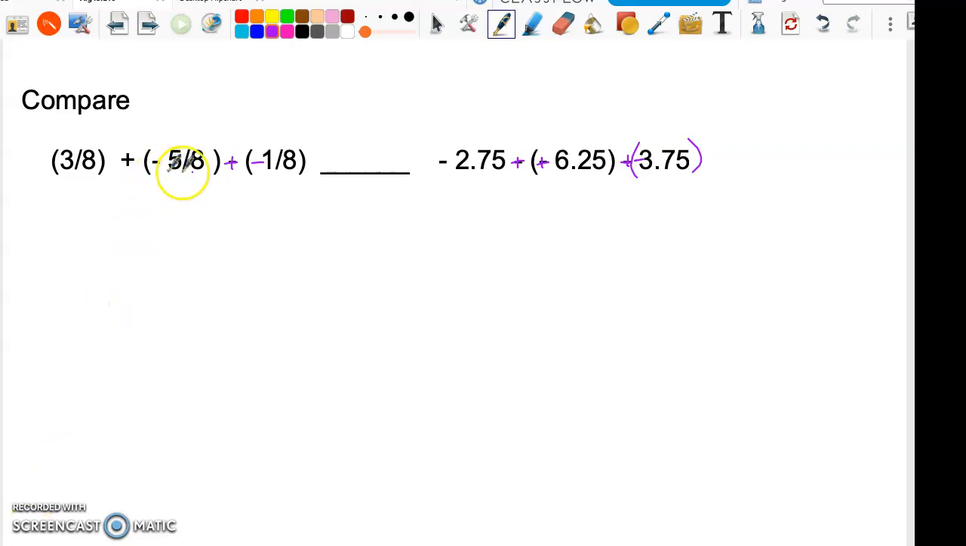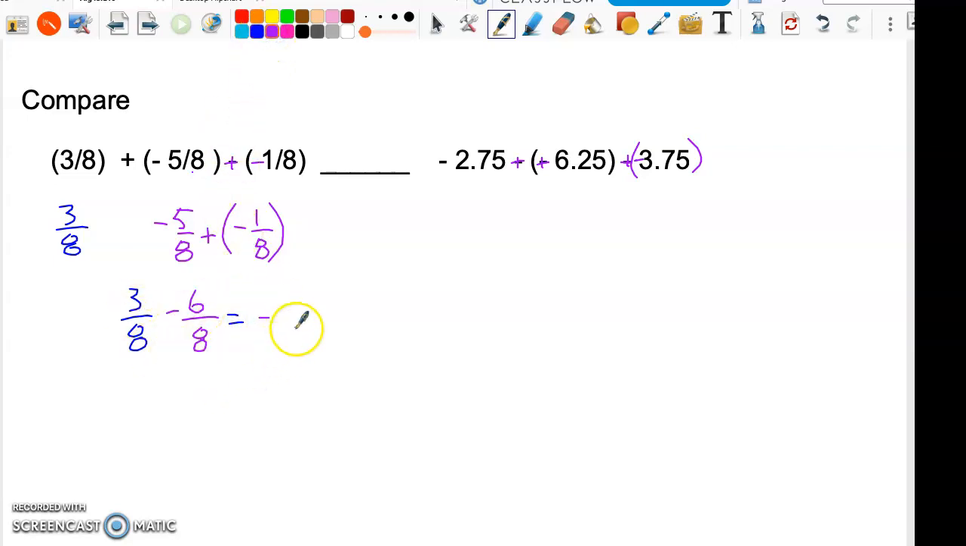So make sure you have your addition problems and you're combining all of your negative numbers and all of your positives. So here I have -5/8 and -1/8 that I'm combining, and I have a positive 3/8. 3/8 is just by itself. -5 and -1, that's 5 plus 1 is 6. So I have -6/8 and a positive 3/8. 6 is bigger than 3, so my answer is going to be negative. 6 minus 3 is 3/8.